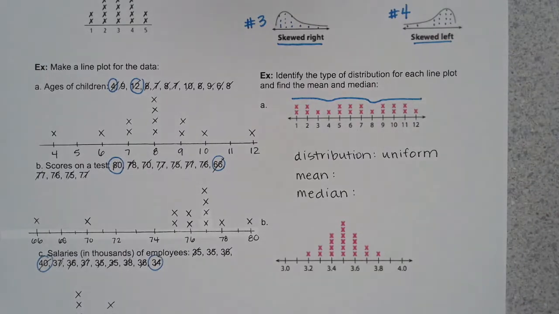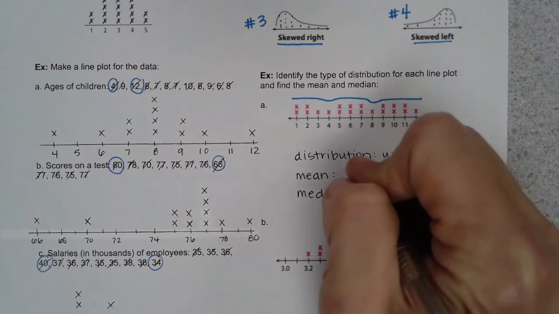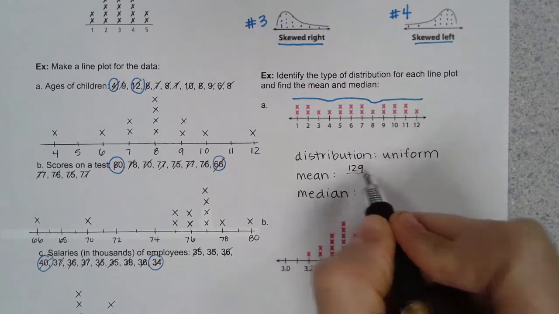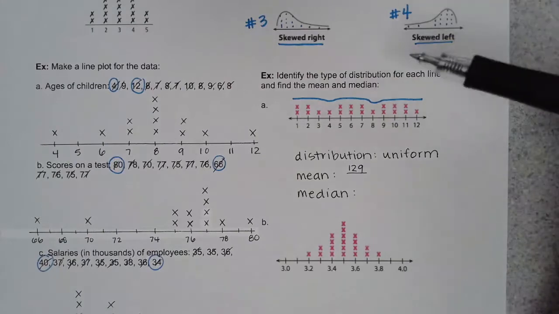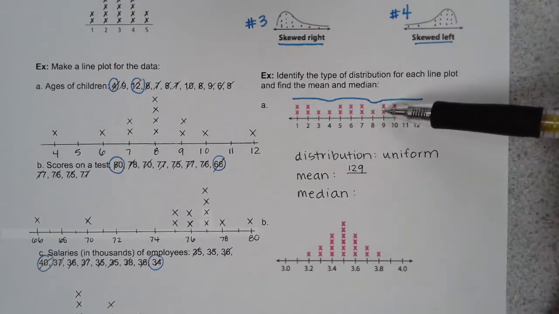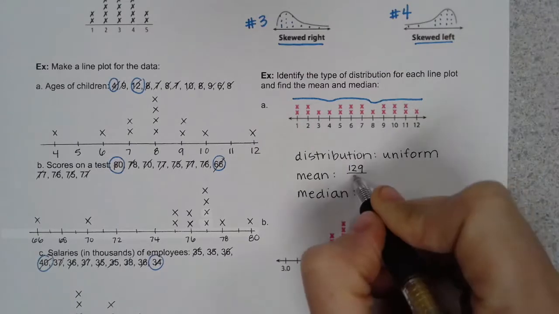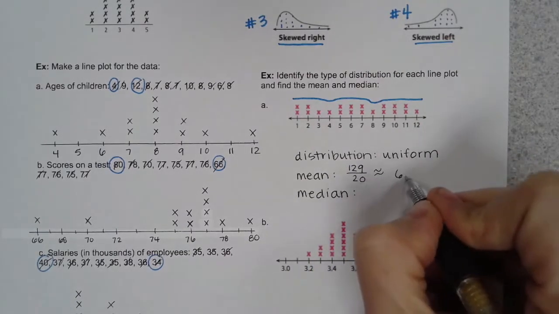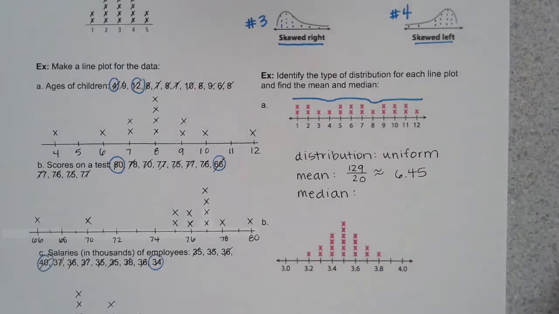So you're adding up all of the numbers, but remember, whenever there's more than one x, it means that there is more than one number there in the list. So on this one, when you add them all up, you get 129. And then remember, for the mean, you need to divide by the number of values that were there. 1, 2, 3, 4, 5, 6, 7, 8, 9, 10, 11, 12, 13, 14, 15, 16, 17, 18, 19, 20. So on this one, I'm going to divide by 20. And when I do the division, rounded to 2 decimal places, I get 6.45.